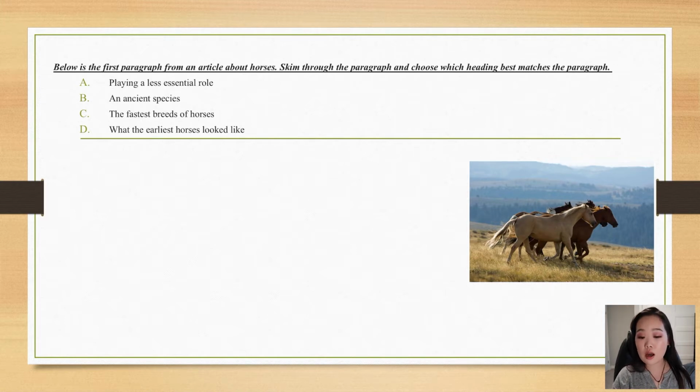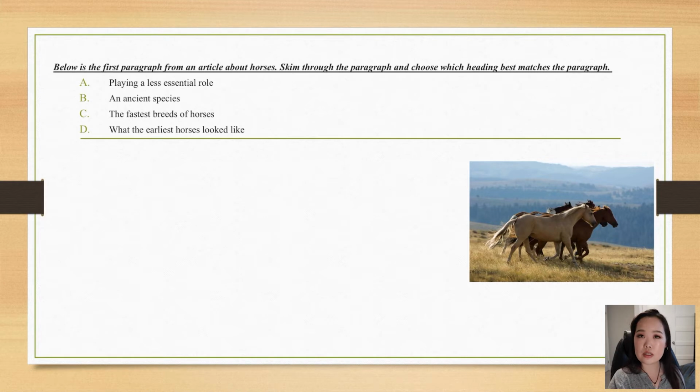In the picture, there are a few horses. Obviously, this passage will be talking about horses. They already tell you that in the question. So let's look at the few choices. A, playing a less essential role. Less essential means less important.